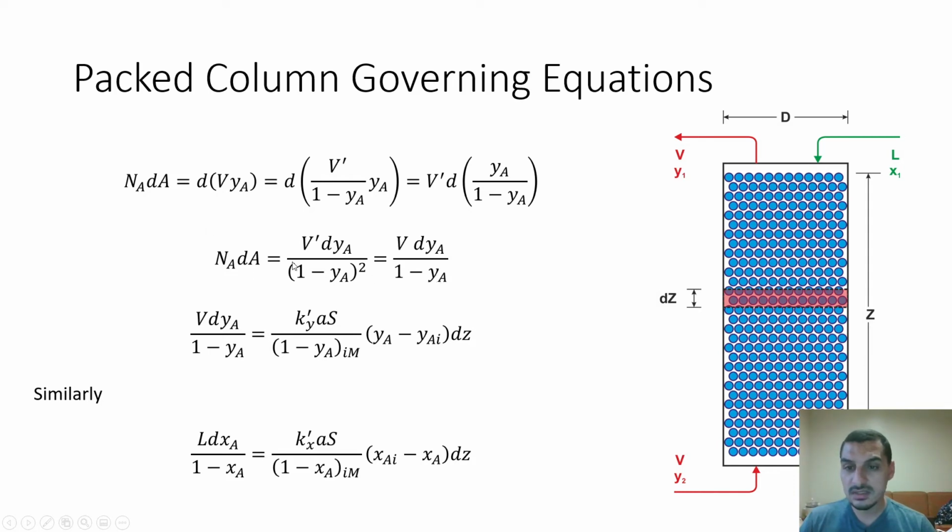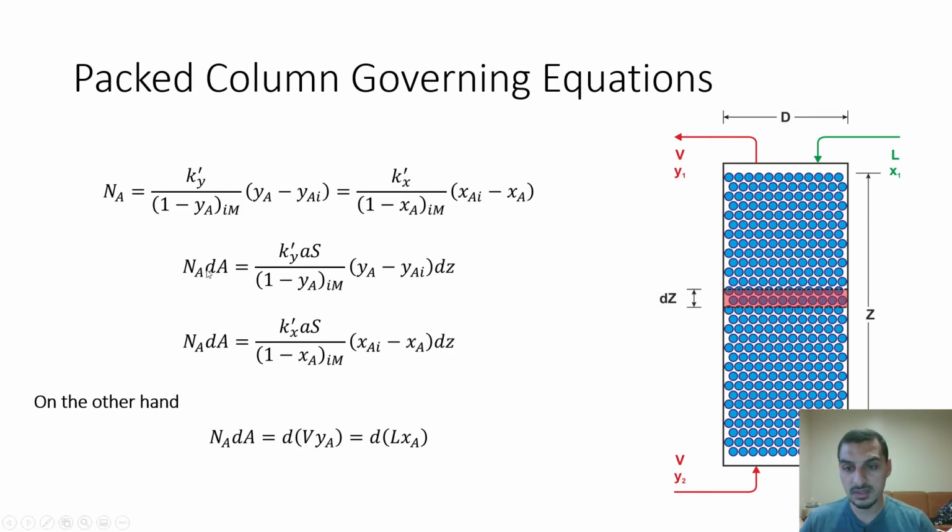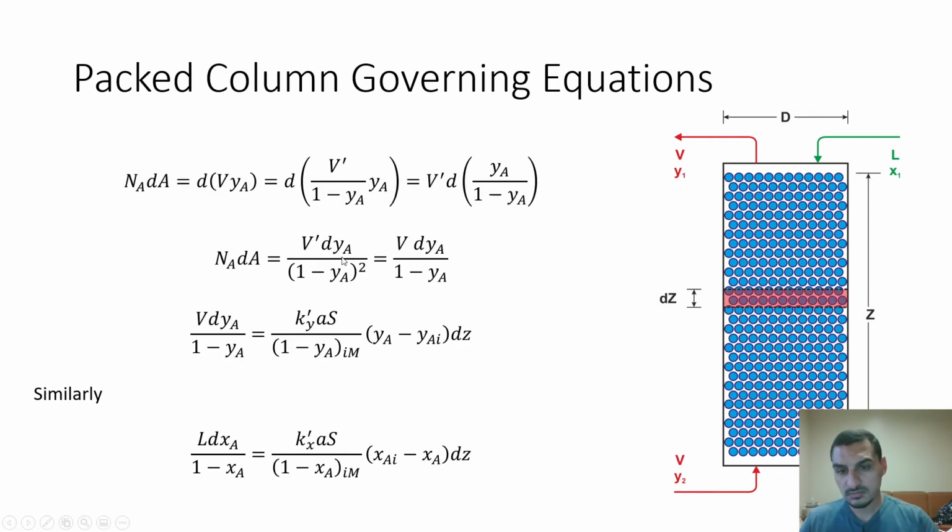So this is the same here, it's N_A dA, which equals the same thing that we mentioned in the previous slide. This was N_A dA. So we have two forms of N_A dA now. And now we can put them together. So V multiplied by dy_A over 1 minus y_A, which is this, equals this term from the previous slide. Now it's getting simpler. Now I have only dz and dy_A.